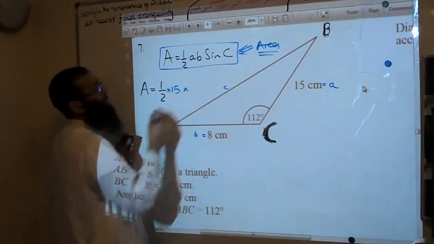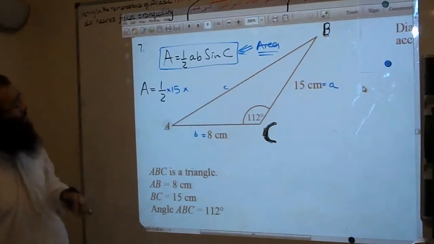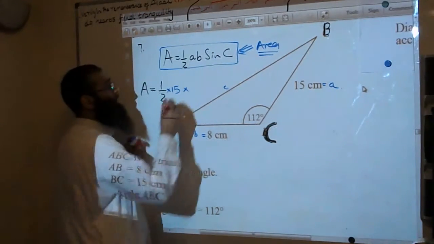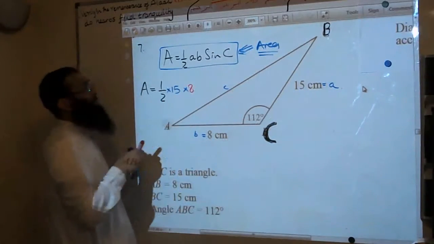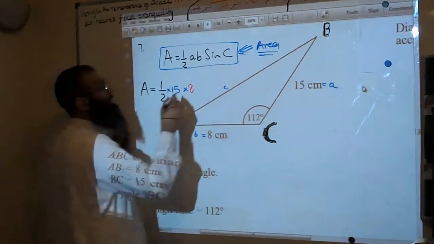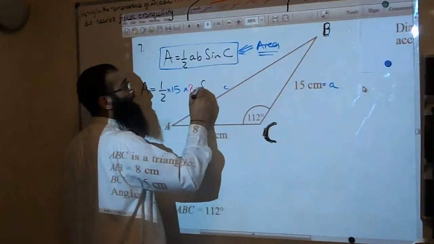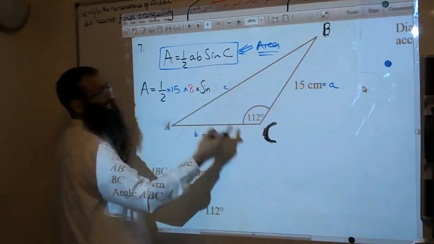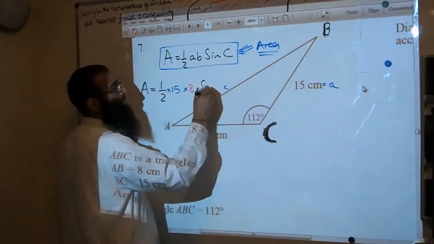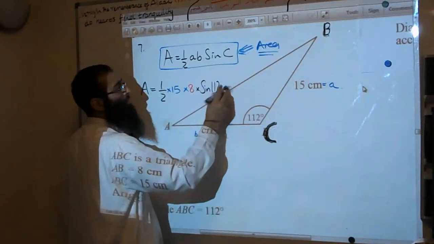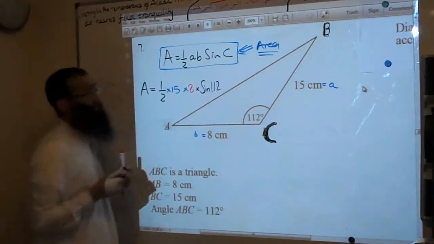Okay, and then we multiply by the B value. What is the B value? 8. B value is 8. And then we multiply by the sine of C. What's the big C? The big C is 112.